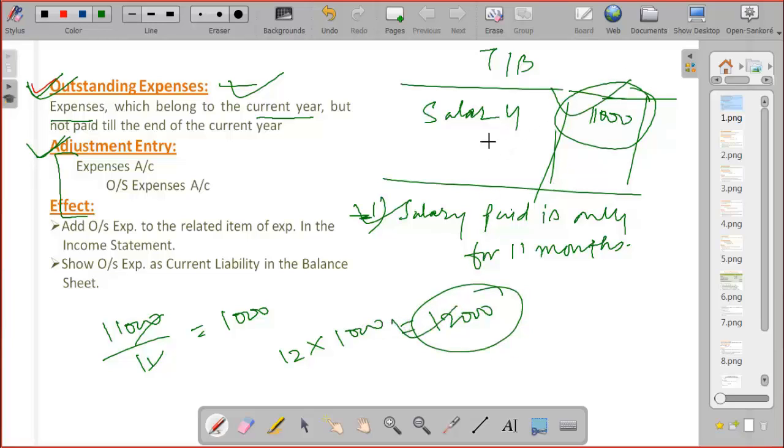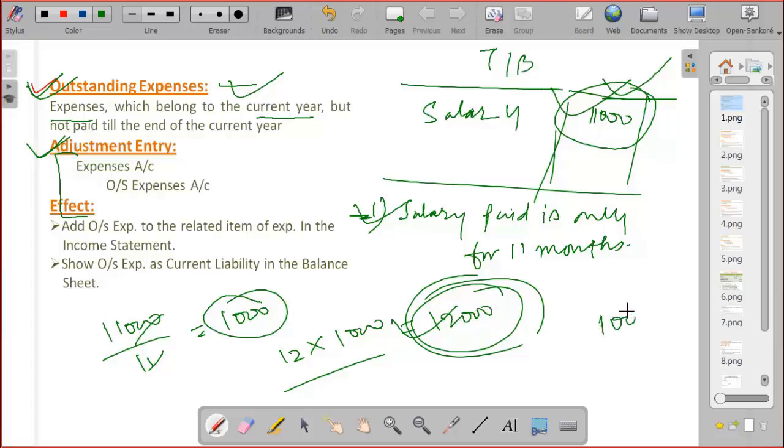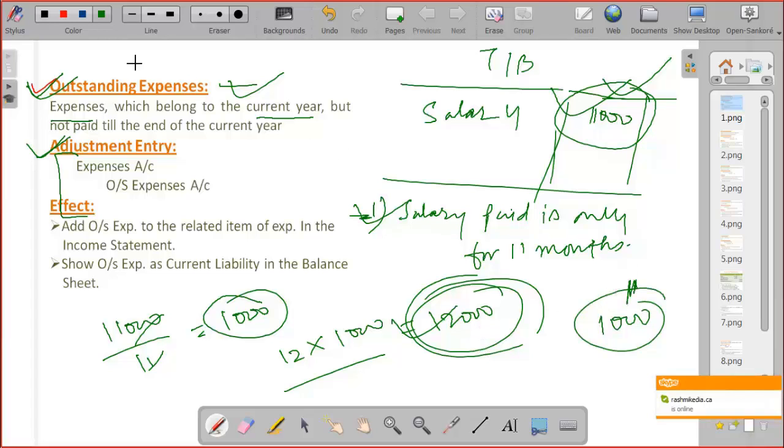So this is the salary paid and this is the total salary. Tell me, what is the outstanding salary? This is the salary which we have to pay during the whole year. Because per month salary is 1,000, it means during the whole year we have to pay 12,000. But the trial balance is showing that we paid only 11,000. Out of 12,000 we paid 11,000. It means 1,000 is still outstanding. So this 1,000 is called outstanding expenses, outstanding salary.